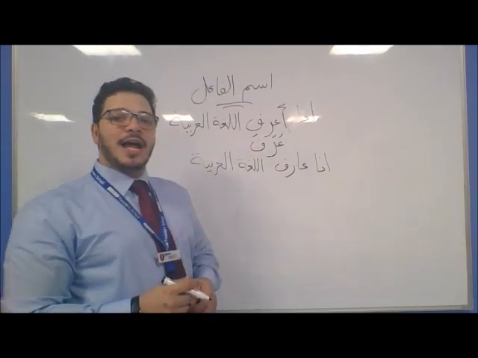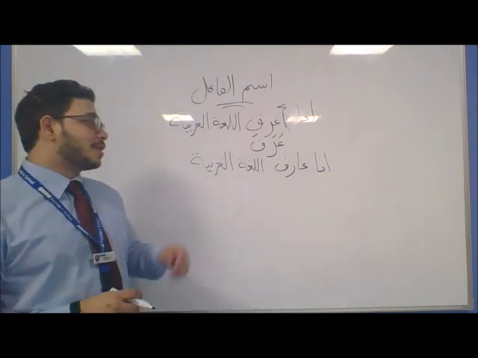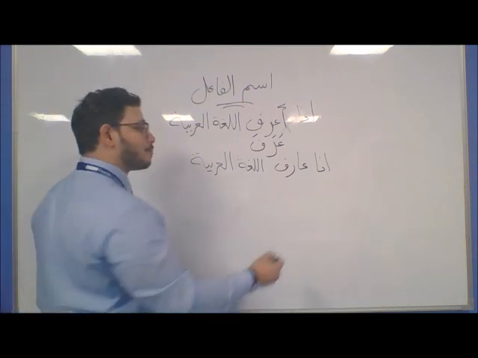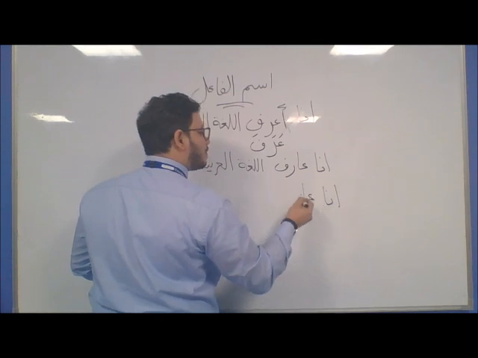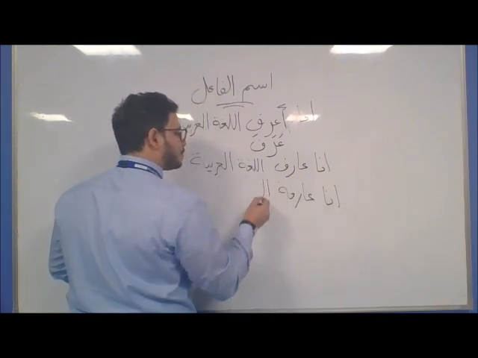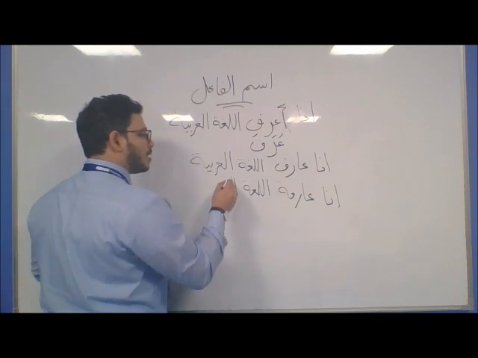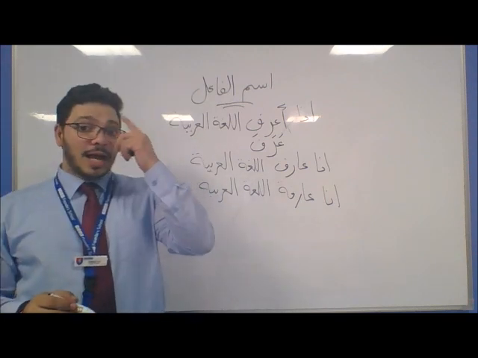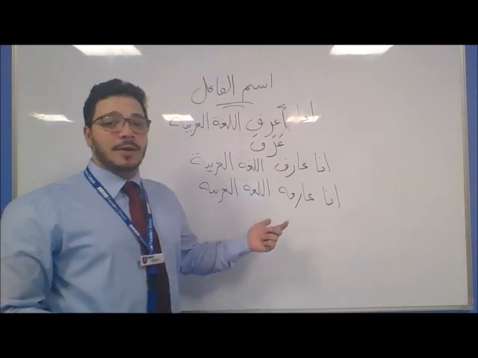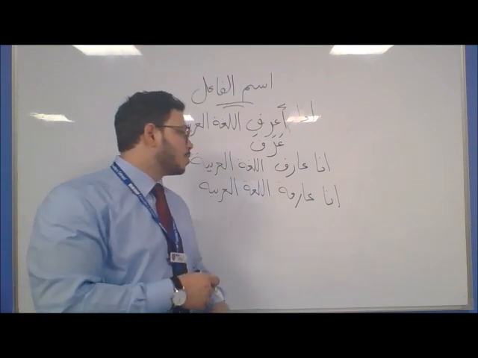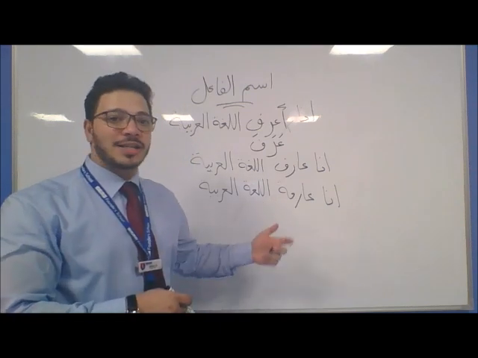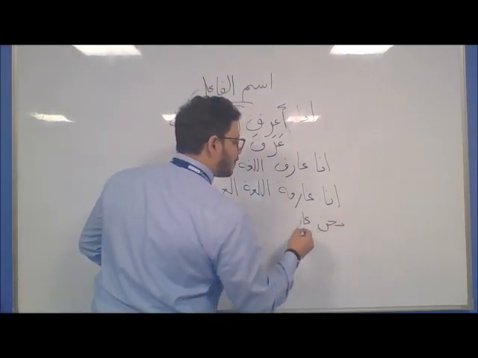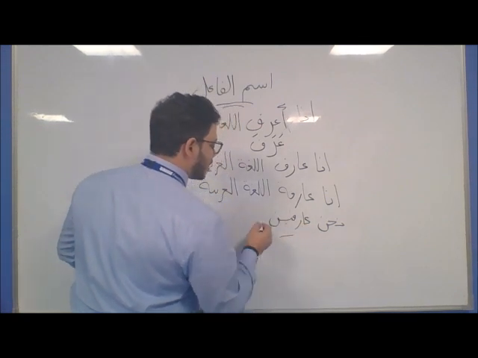So it will be أنا عارف اللغة العربية. And since it's a noun, of course we can refer to someone else, as a woman, and we say أنا عارفة اللغة العربية. Also, since it's a noun, we can use it not just with singular, we can also use it with a plural. So we can say نحن عارفين by adding ياء والنون.